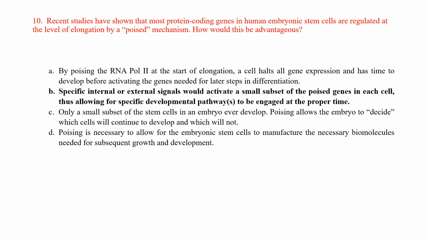Letter B gives our best answer to this question, as specific internal or external signals would activate a small subset of the poised genes in each cell, thus allowing for the specific developmental pathways to be engaged at the proper time. And the key thing here is when we have that paused transcription of the genes, it is waiting for those internal or external signals to reactivate those particular genes so they can be transcribed. Very simply, the other answers here, A, C, and D, just don't give us the full picture of how this particular mechanism will be advantageous to the cell.